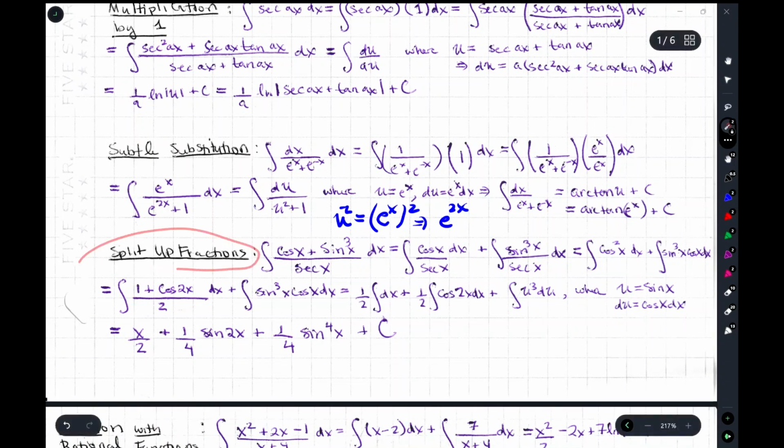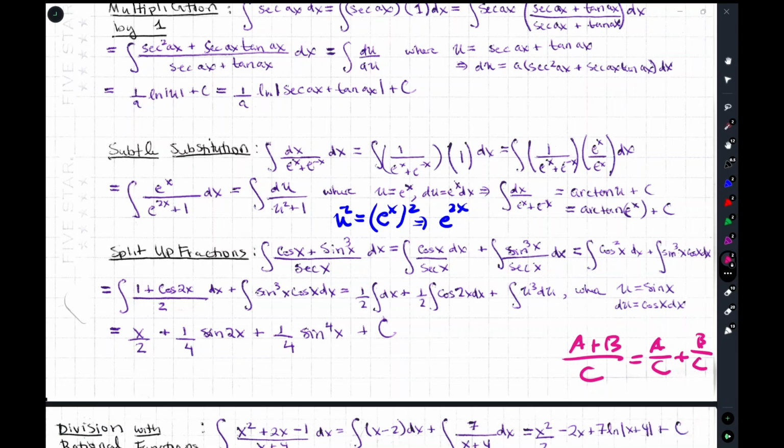Another basic integration technique is to split up fractions, just taking advantage of the simple property that (a plus b) over c is equal to a over c plus b over c. Of course, this would not work if we switched up the numerator and denominator here. You can't distribute a fraction that way, but when the numerator is a sum, you can. And so, taking advantage of that, we could break this up into fractions and do two separate integrals. And with the cosine squared, we could take advantage of the half angle formula to write that out.